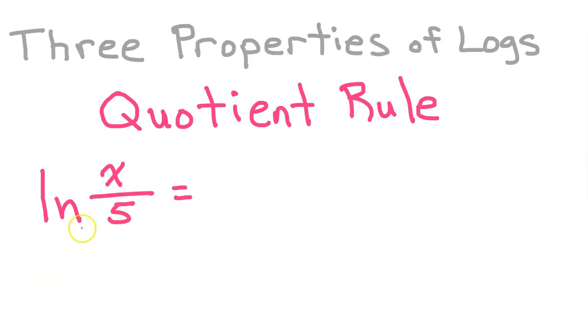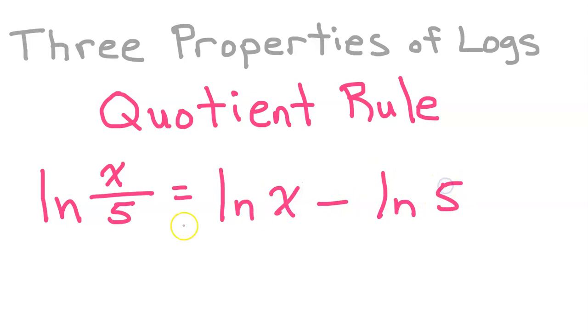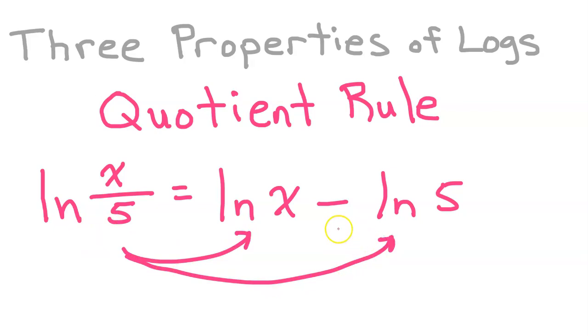But it works the other way too. If I had the log of x over 5, I could rewrite this as the log of x minus the log of 5. When you go from a single log to the difference of two logs, this is considered expanding.